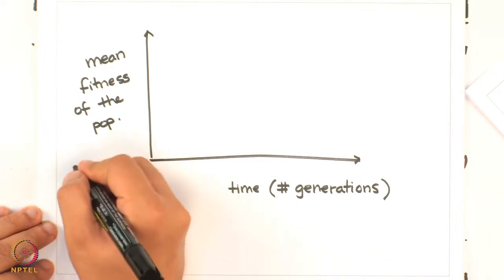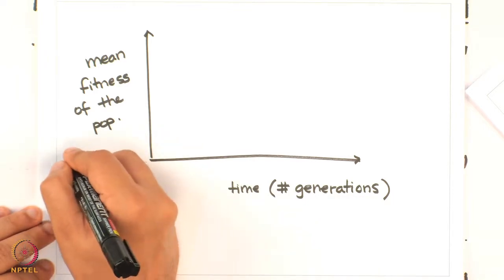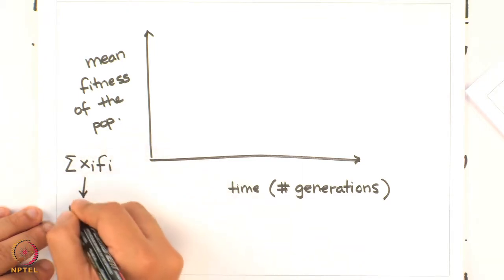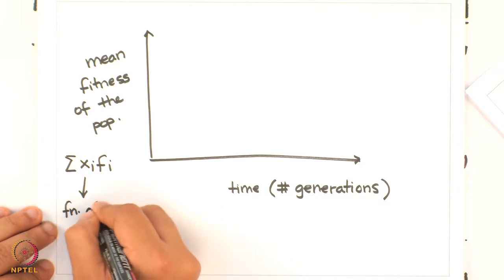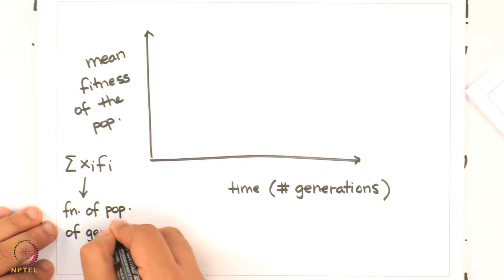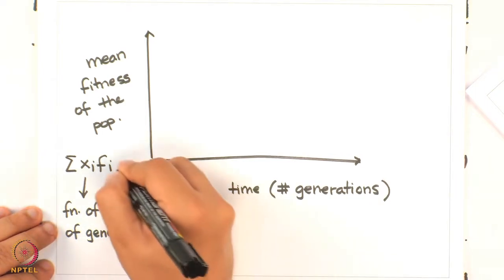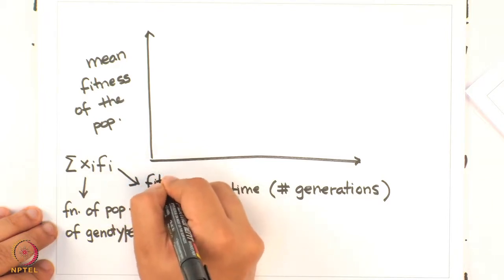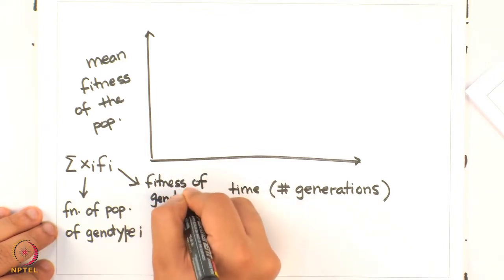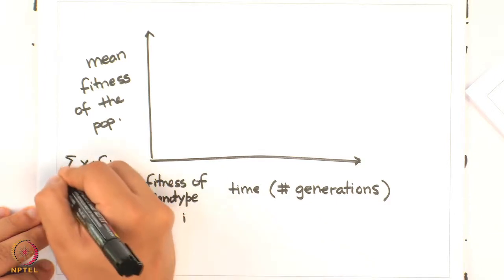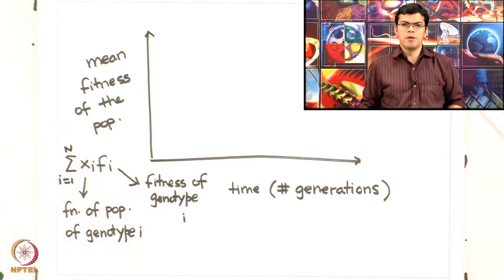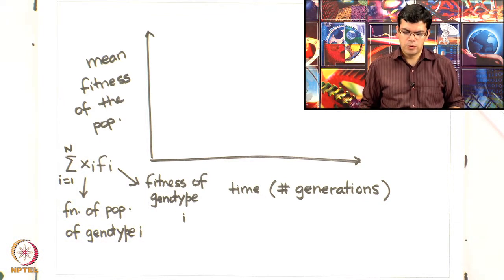Which means if I have n different genotypes, the mean fitness is simply represented by sigma xi fi, where xi is the fraction of the population of genotype i, and fi is the fitness of genotype i. This is true if the population is carrying n distinct genotypes in the environment.